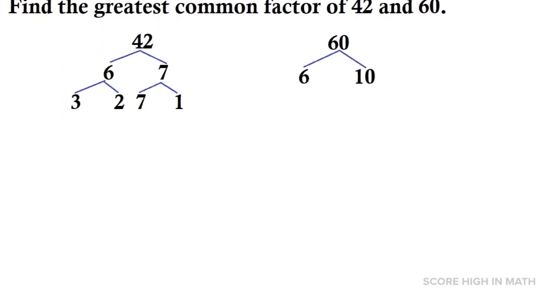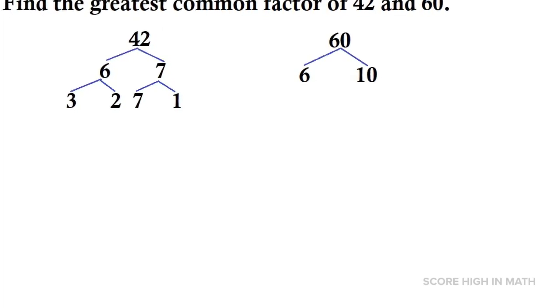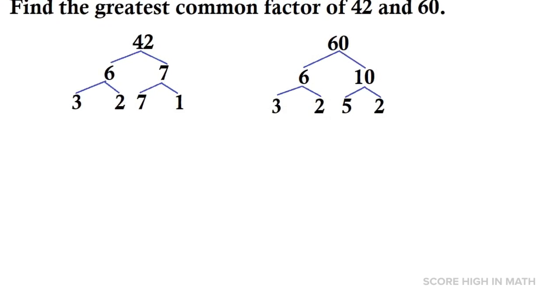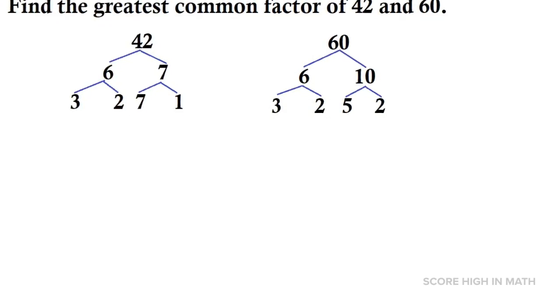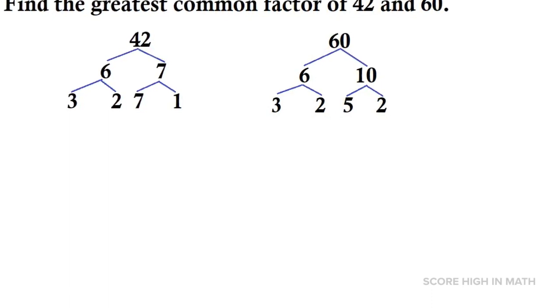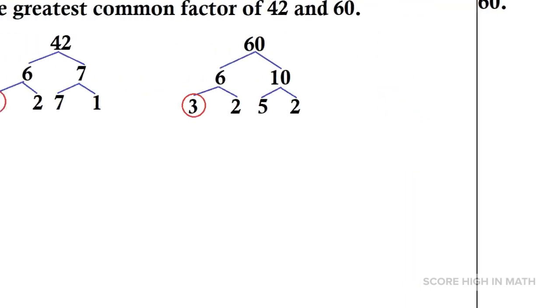Now, let us work on factoring 60. The factors of 60 are 6 and 10. The factors of 6 are 3 and 2, and the factors of 10 are 5 and 2. So, these are the prime factorization of 60 because you cannot multiply them anymore by any number except 1.